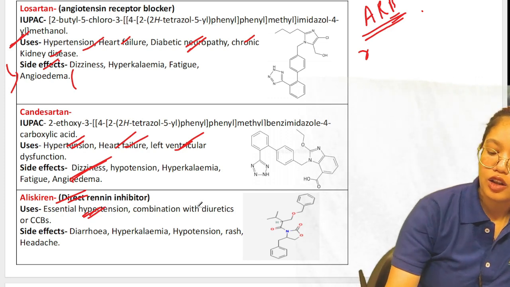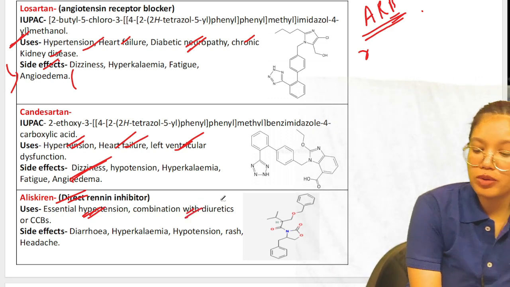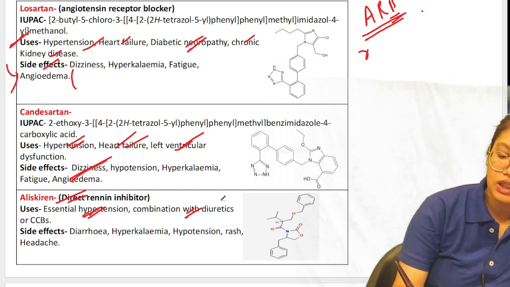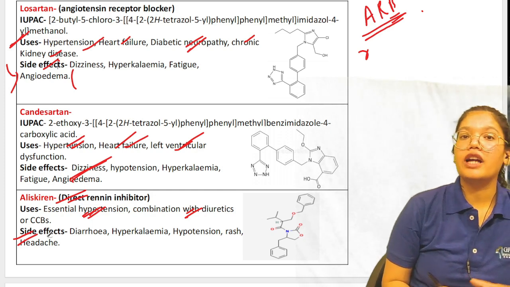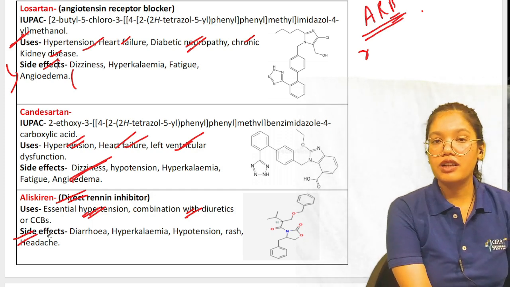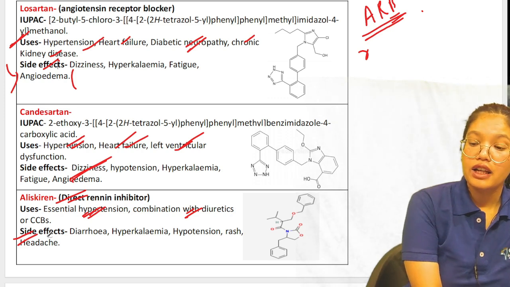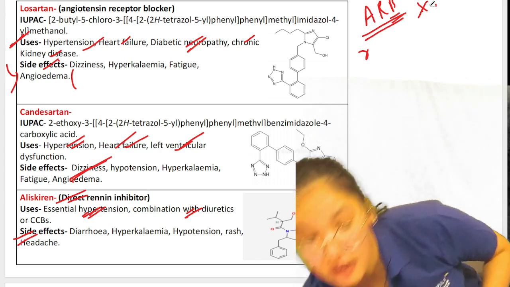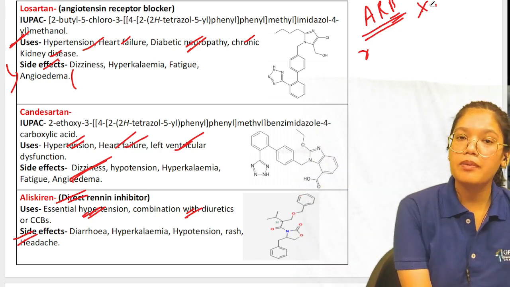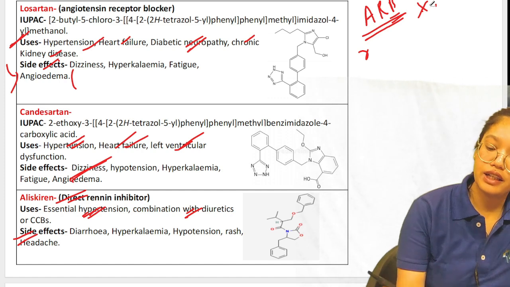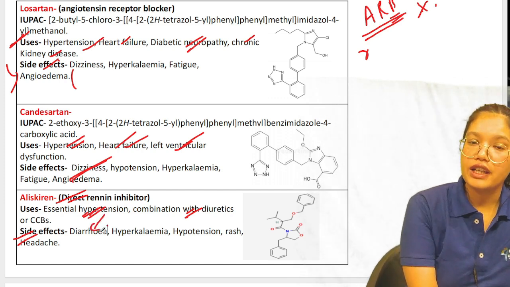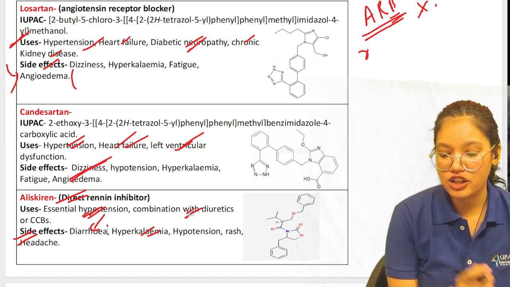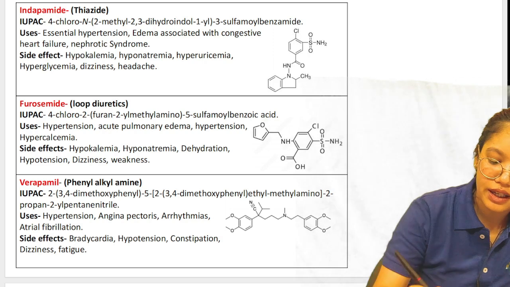Then the combination: now aliskiren can also be used in combination with diuretics or calcium channel blockers. Okay, now next we have the side effects. Diarrhea is the most common side effect that we face with aliskiren, as it blocks the reabsorption of sodium and water, so that results in an increased level of water there, so diarrhea can occur. Then hyperkalemia, hypotension, rash, headache, all that comes under aliskiren.